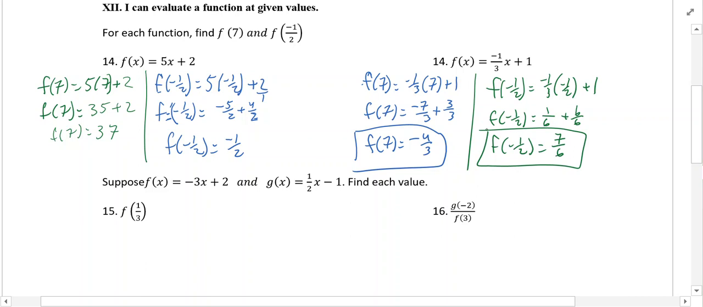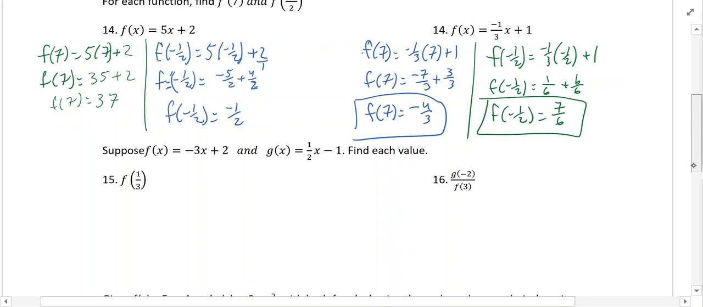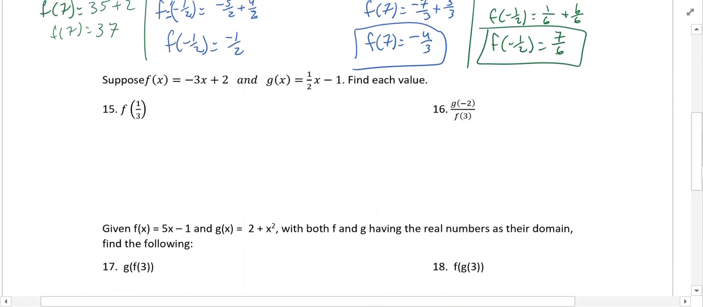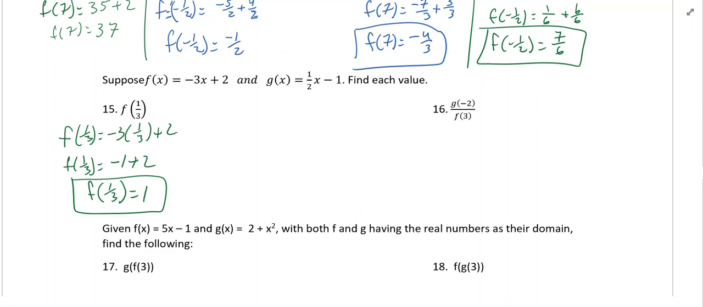All right, so the next part here, we're saying, suppose f of x equals negative 3x plus 2 and g of x equals 1/2 x minus 1. Find each value. All right, so I want you to go ahead and pause the video and try number 15. Okay, so how did you do? So when you substitute in, hopefully we got f of 1/3 equals 1. All right, so let's go ahead.